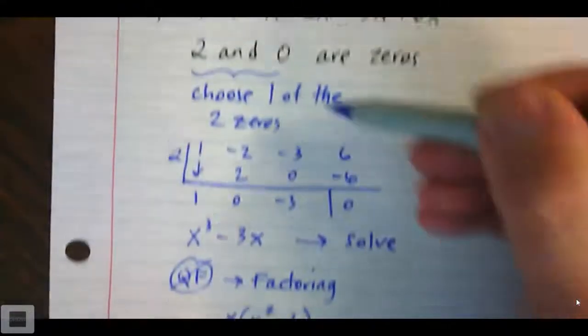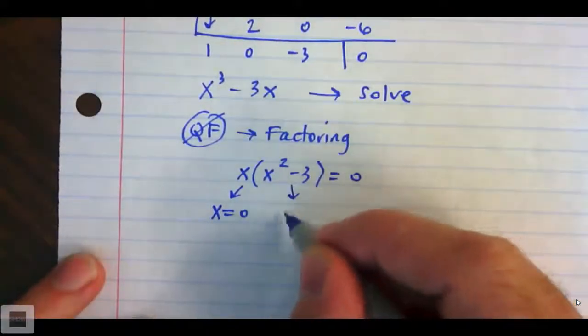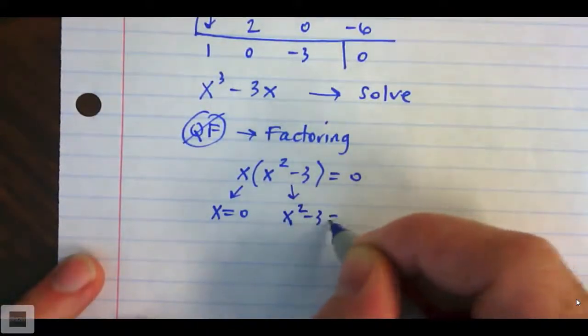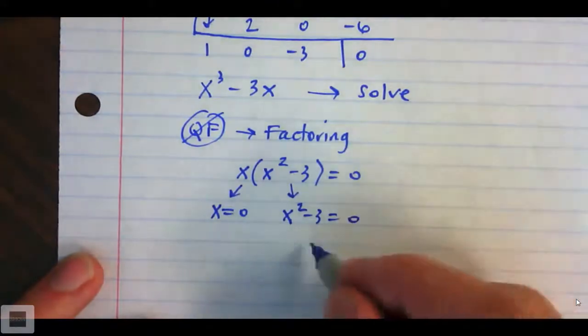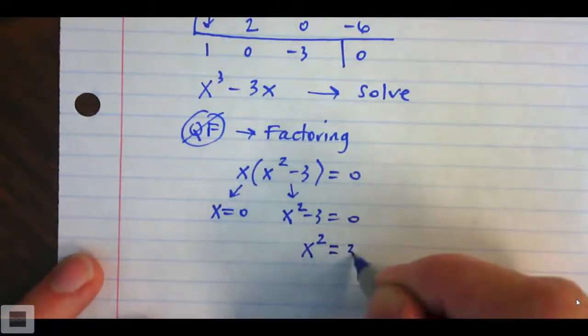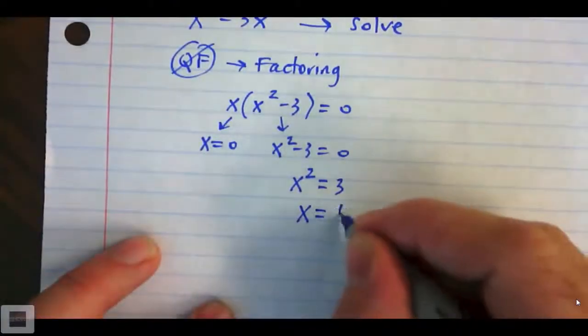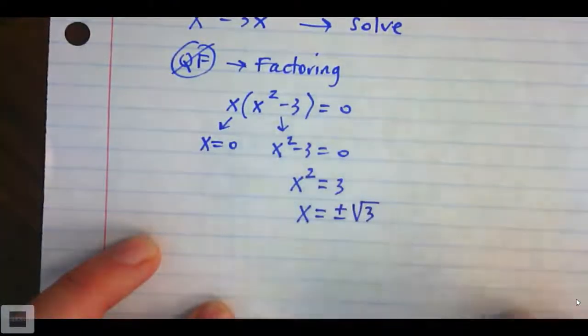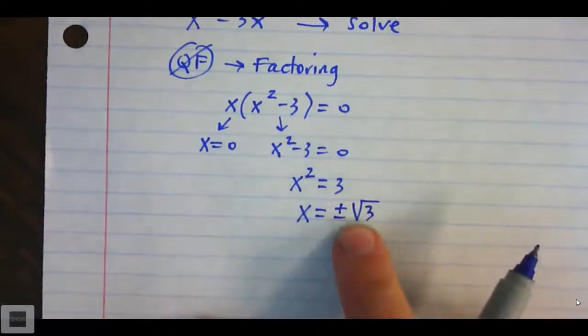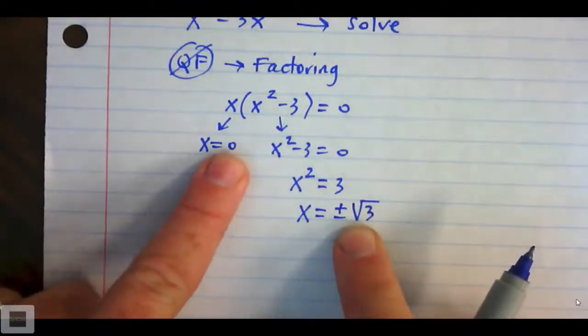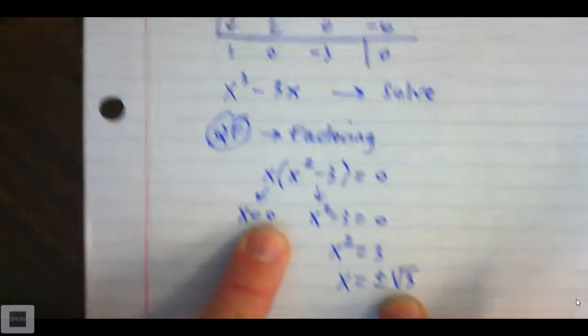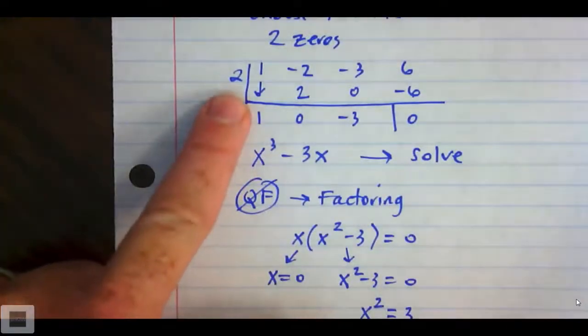Wait a minute. I did synthetic one time, and I got 0, which just happens to be the 0 that I already knew. So when I set this equal to 0, well, wait a minute. That's factoring. I can't do anything, so I solve this by square roots. I move the 3 over. I take the square root, and I get plus or minus radical 3. So I got 2 solutions here. I got 3 here. That means my fourth one is this one right here.